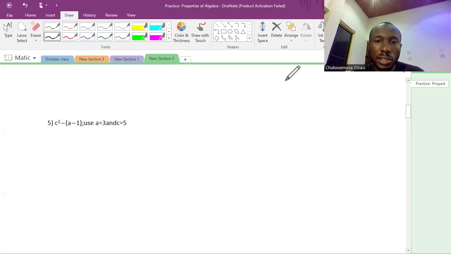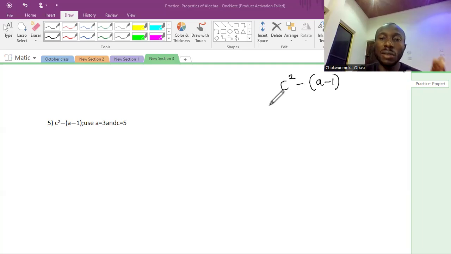So we have question 5. It's C squared minus, in brackets, A minus 1. This is the algebraic expression we've got, and we want to simplify it using the values of these unknown variables. Now you can see C is 5, and A is just 3. So let's just plug them in and simplify. So C is 5, this becomes 5 squared, minus A is 3, this becomes 3 minus 1.